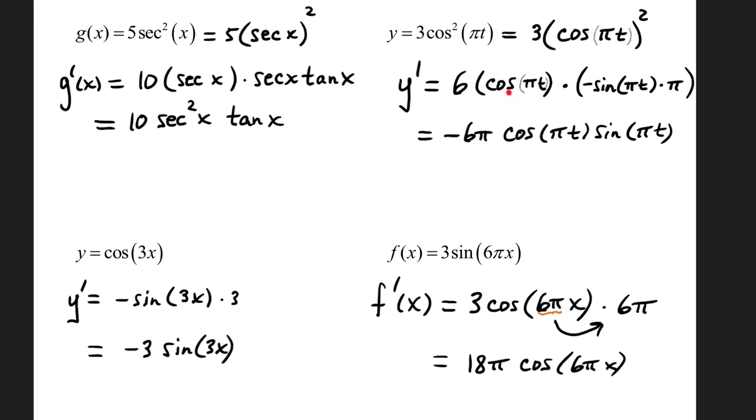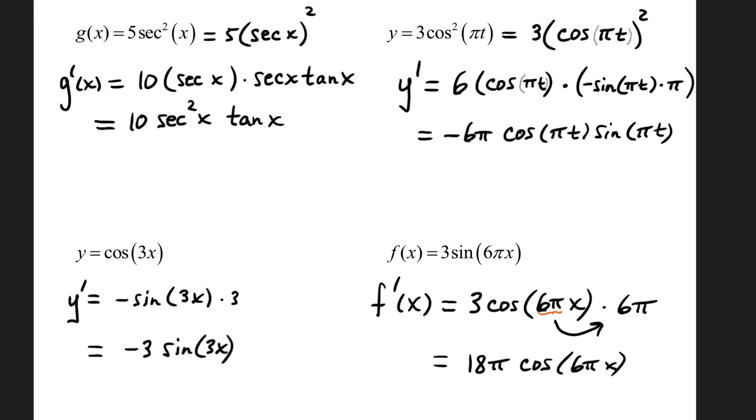And then finally, the derivative of the internal function, that's negative sine. Leave the angle alone, times the derivative of the angle. The derivative of pi t is pi. Again, pi is a constant. Putting it all together, we have a negative 6 pi cosine pi t sine pi t.